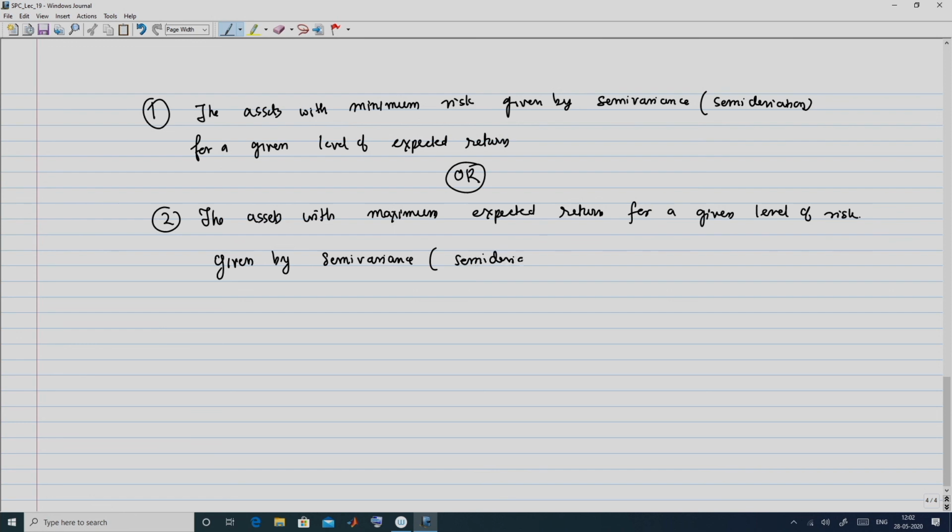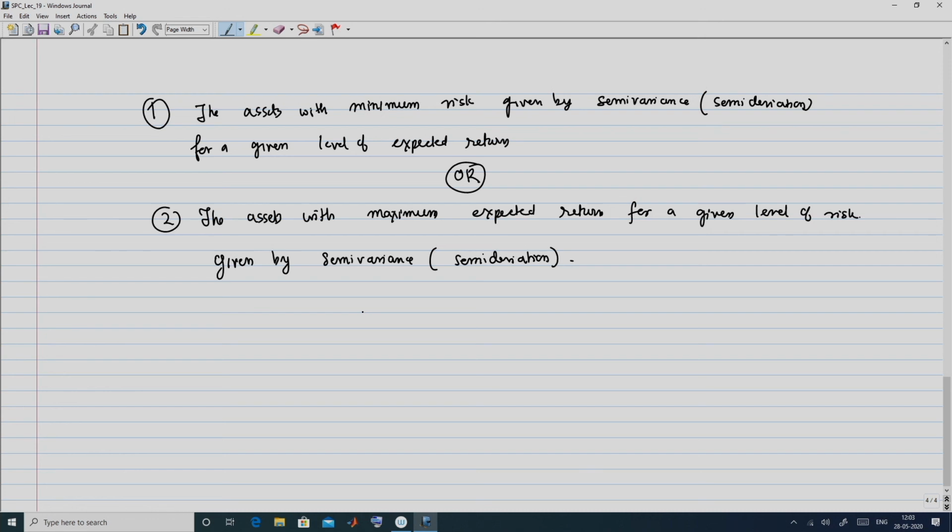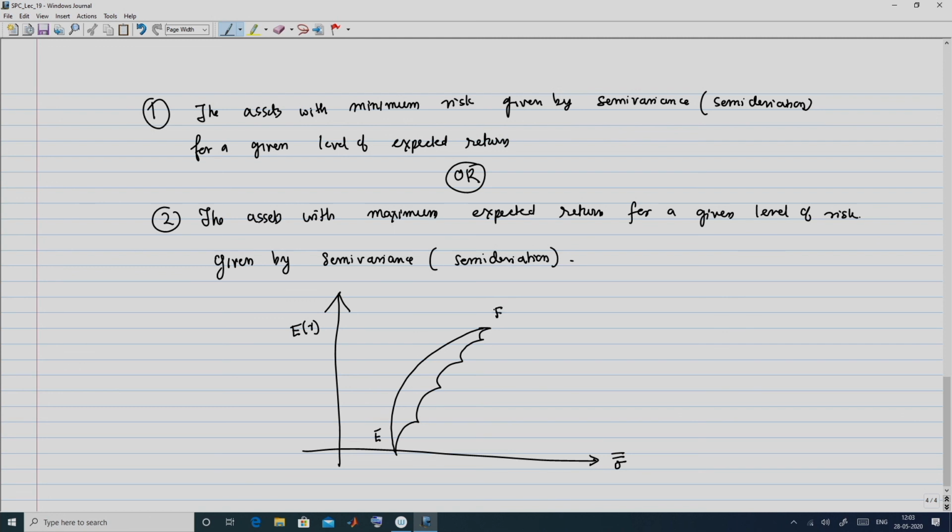So, it is the same definition as in the mean-variance framework, except that instead of variance and standard deviation, we respectively just change it to semi-variance or semi-deviation. Okay, so graphically the efficient frontier is now not on the sigma-ER plane anymore, but on the sigma double bar-ER plane, and it is going to look something like this. So, EF is for efficient frontier.